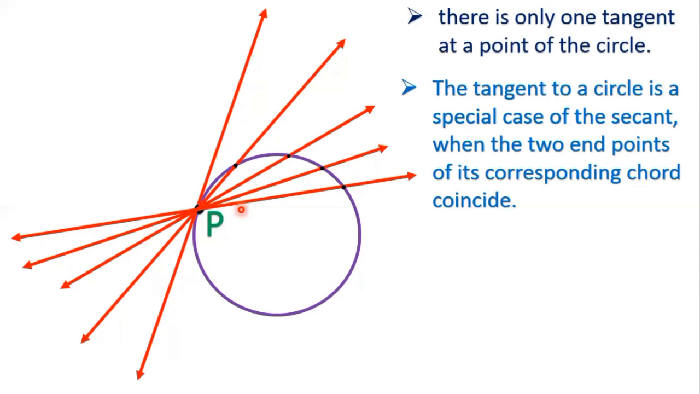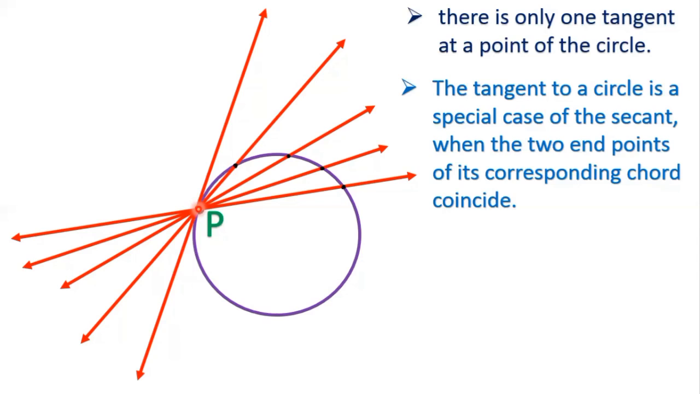When the two endpoints of the chord coincide with each other, then the secant becomes a tangent. So, a tangent is a secant when the two endpoints of its corresponding chord coincide. See, there is only one tangent passing through a point P.